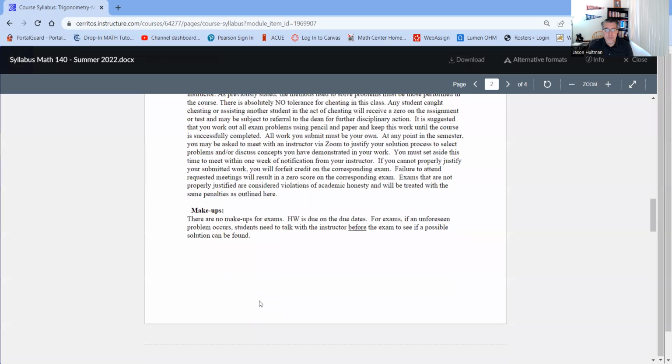Exams that are not properly justified are considered violations of academic honesty and will be treated with the same penalties as outlined here. Makeups. There are no makeups for exams. Homework is due on the due dates. For exams, if an unforeseen problem occurs, students need to talk with the instructor before the exam to see if a possible solution can be found.